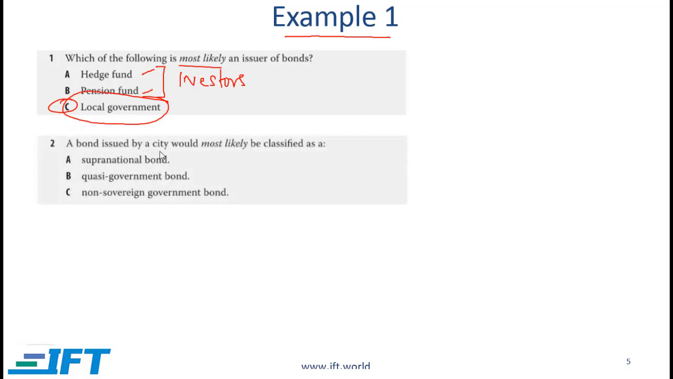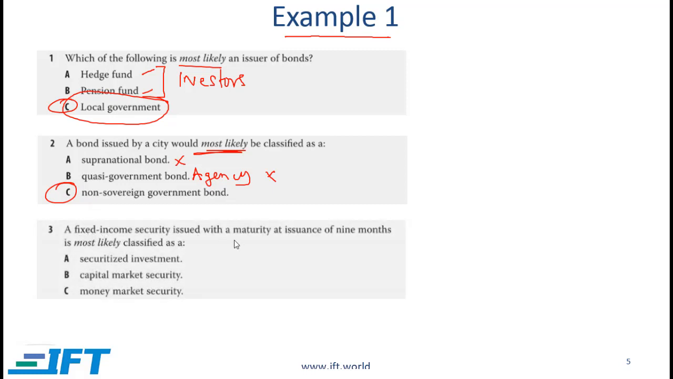A bond issued by a city would most likely be classified as which of the following? This is not a supranational bond. Supranational bonds are issued by organizations like the World Bank and IMF. Quasi-government bonds are bonds issued by government agencies, so this is not the right answer. Non-sovereign government bond, that is the correct answer. A bond issued by a city or a state or a municipal authority would be a non-sovereign government bond.